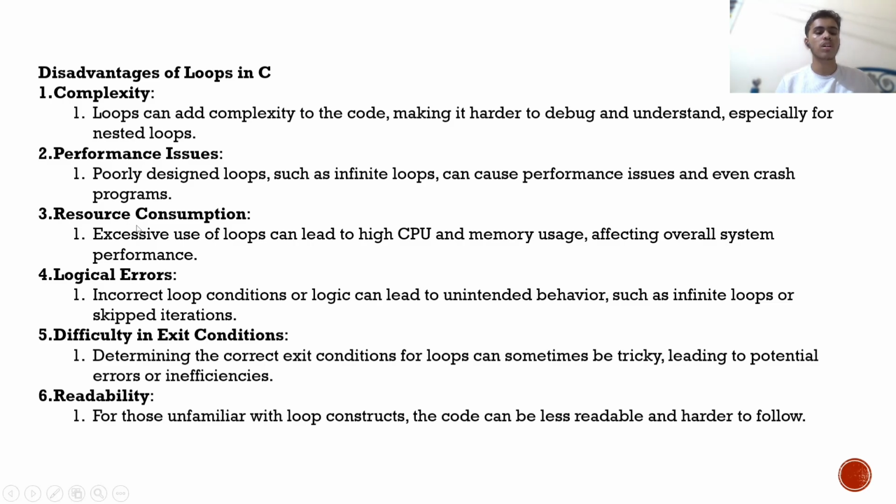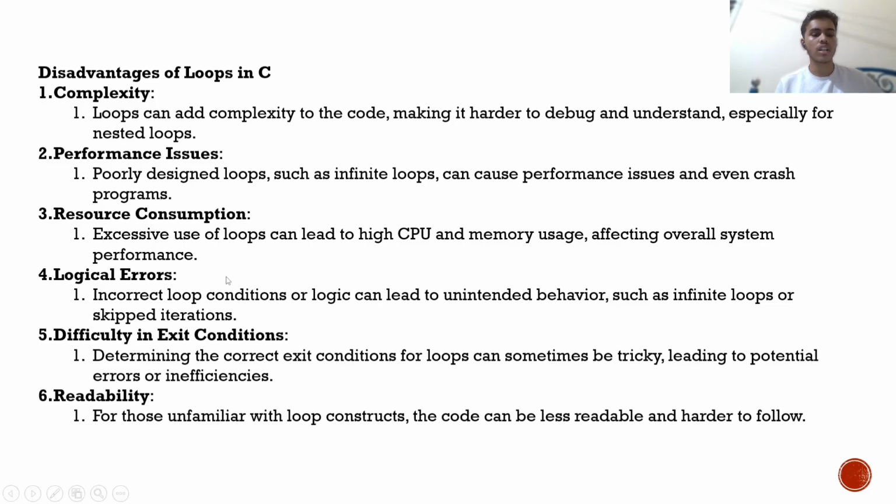Resource consumption. Excessive use of loops can lead to high CPU and memory usage, affecting overall system performance. Excessive loops means using loops too much in a program. It can affect the CPU and your system, it can take more storage and memory, affecting overall system performance and lowering the performance of the system.